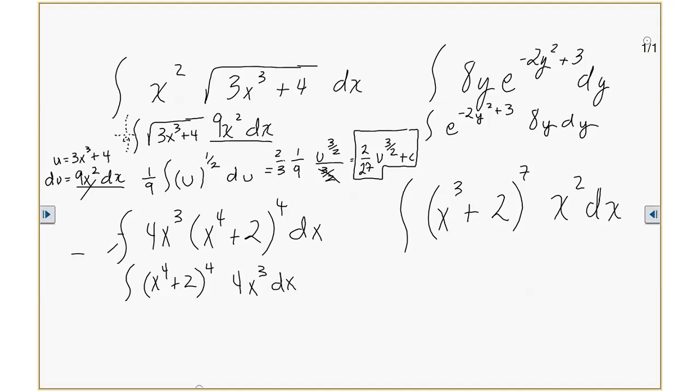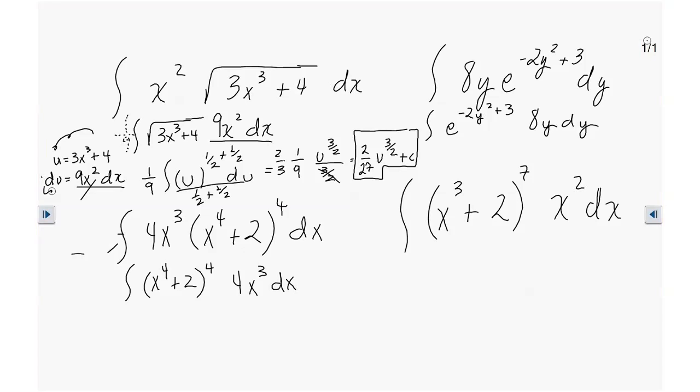Okay, that's the first one. Any questions on that? How did we get 3 halves? When you take the integral of something, what do you do? Plus 1, so 1/2 plus 2 halves, and that comes out to be 3 halves. U to the 3 halves over 3 halves. All right, any other questions? How did I get 9, right here? Yeah. Okay.